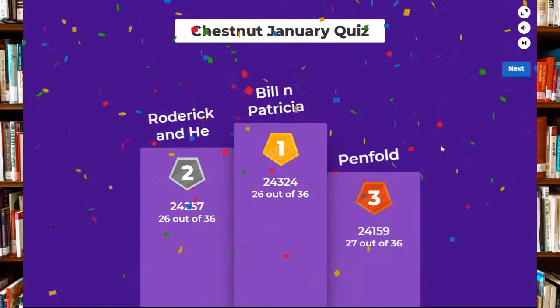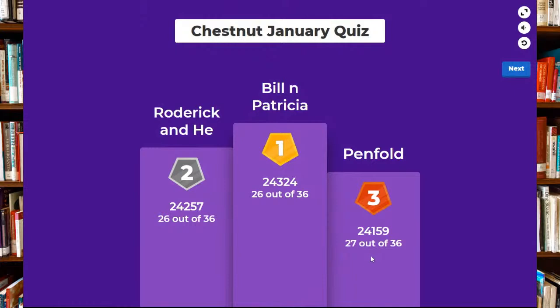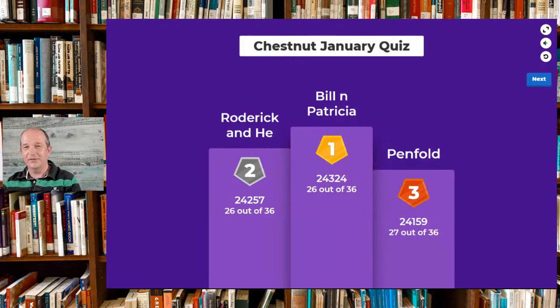And once again, that's the way the Kahoot works it out. Penfold there in third place actually got 27 out of 36, but instead Bill and Patricia with 26 out of 36 go into first place. Roderick and Helen, 26 out of 36 in second place. I know there's going to be a steward's inquiry about this later on, so I'm really going to struggle with that one. I clicked the wrong button there. Hang on, I can't see the screen.